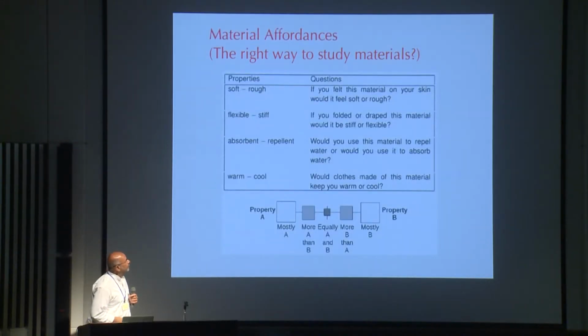And what we had was we gave people questions like, if you felt this material on your skin, would it feel soft or rough? If you folded or draped this material, would it be stiff or flexible? And then they had to take a 5-point scale, and they say mostly A or mostly B. So more A than B, more B than A, or equally. And so this is soft, rough, flexible, stiff. And then would you use this material to repel water, or would you use it to absorb water, absorbent, repellent? Would clothes made of this material keep you warm or cool?